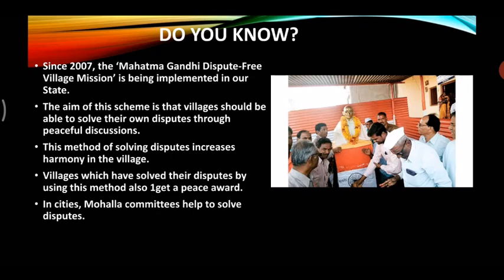The aim of this scheme, aim means the goal. What was the goal? The goal is that villages should be able to solve their own disputes. So Gandhiji decided that the villages should solve their own disputes or problems through peaceful discussions. That means you discuss, you decide. Solve it through peaceful discussion. Why take it to the court? So what was his decision? That you solve your problem on your own. No need to take it to the court.